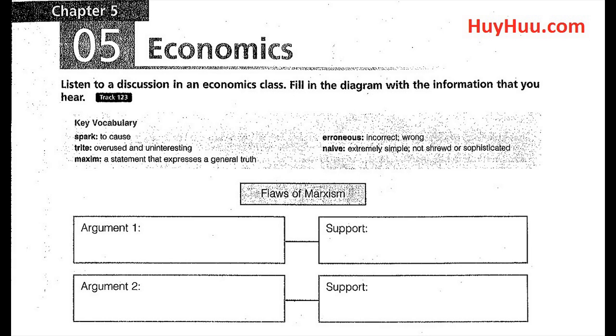5. Economics. Listen to a discussion in an economics class. Fill in the diagram with the information that you hear.